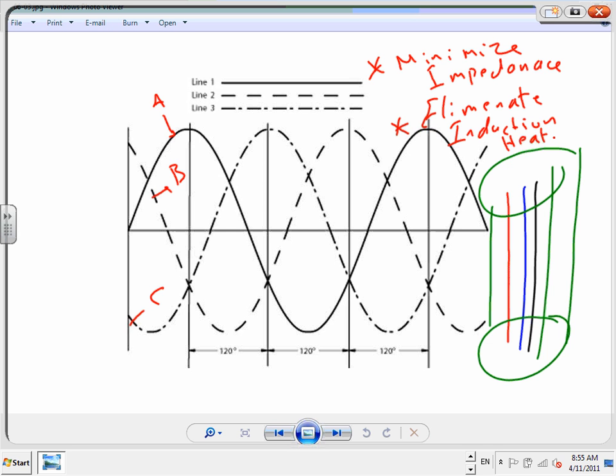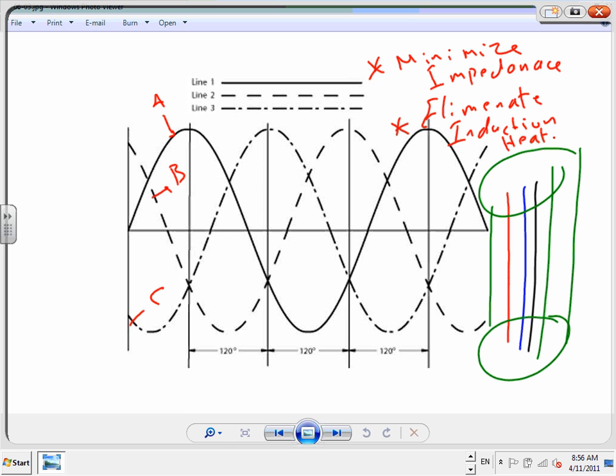The inductive reactance is a function of how the wire is moving through the conduit. So it's basically like a coil. If the wire is coiled, the more the wire is coiled, the more inductive reactance you're going to get. Or the longer the conductor goes, the more inductive reactance you're going to get. And the third one is capacitive reactance.